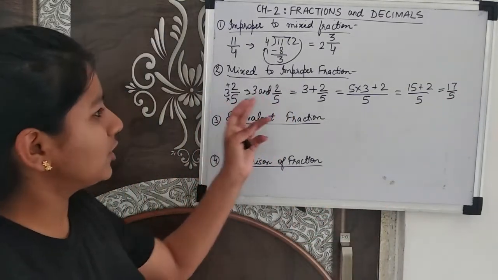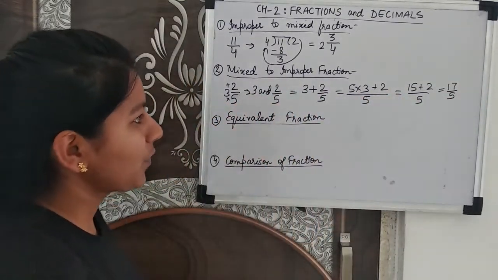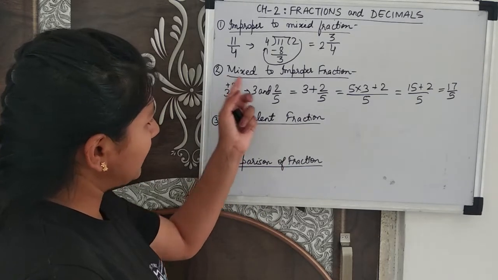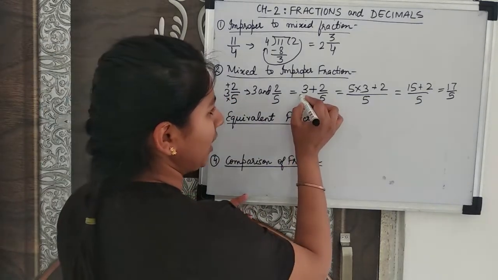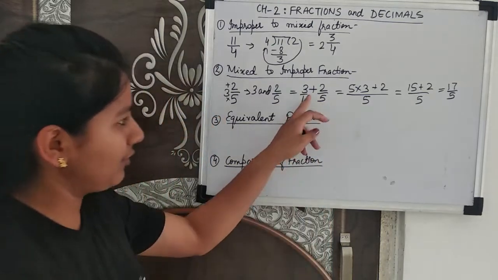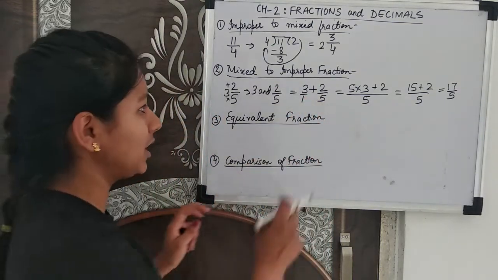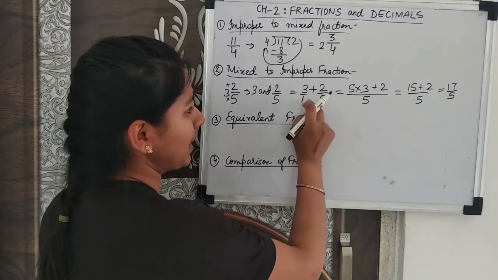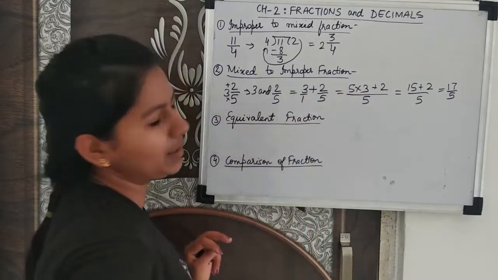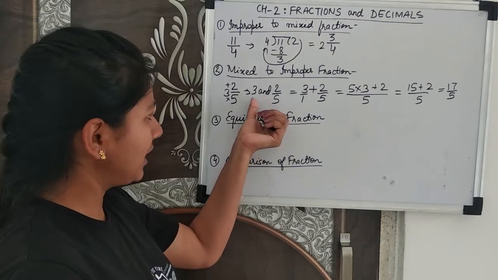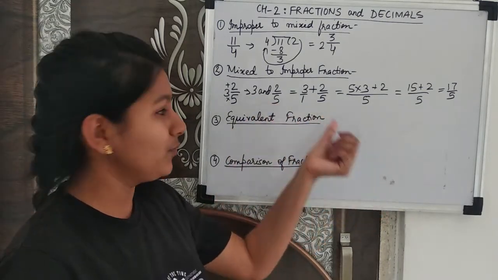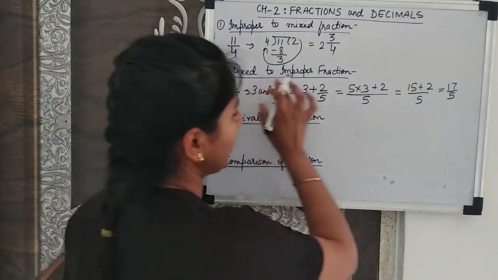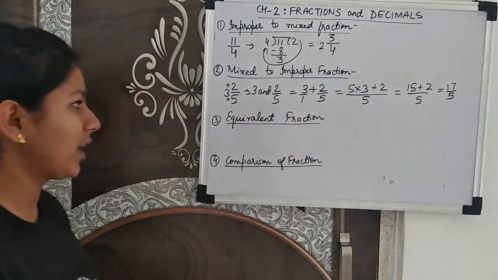Again you can see that the denominator remains the same. We have learned that we first multiply, then add. This can be justified by the operation of addition also. If there is nothing there, then we can take it as 1. The LCM of 1 and 5 will become 5. This is multiplied by 5, and 3 is also multiplied by 5. So that's why we read it as 3 and 2 by 5, and it means 3 plus 2 by 5. In this way we are converting mixed to improper fraction.